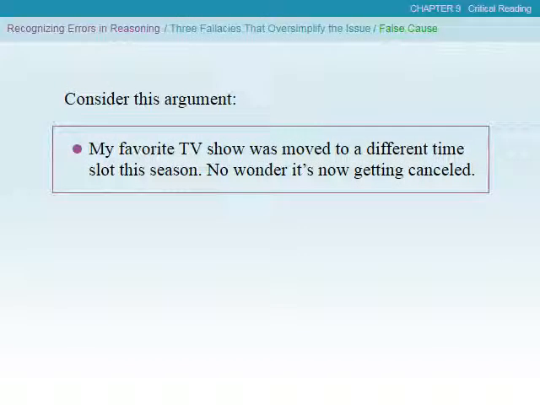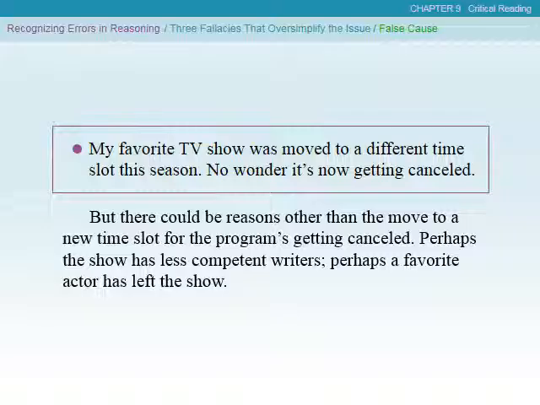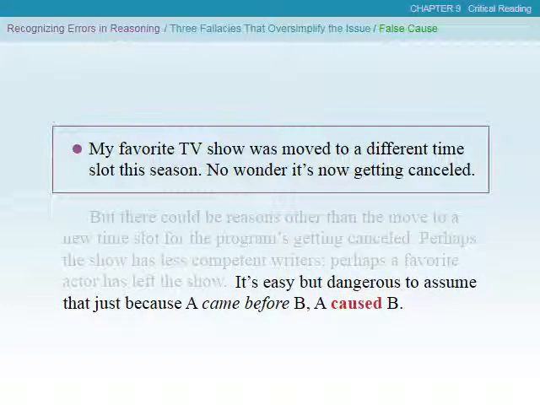Let's look at an example. My favorite TV show was moved to a different time slot this season. No wonder it's now getting canceled. Just because it moved to a different time slot doesn't mean that's the reason it's getting canceled. Is it possible? Yeah, but just because one thing happened after the other doesn't mean there's a relationship between the two of them. Like it says here, maybe the show has less competent writers, or maybe the favorite actor left the show. There could be other reasons. So it's dangerous to assume that just because A came before B, A caused B.